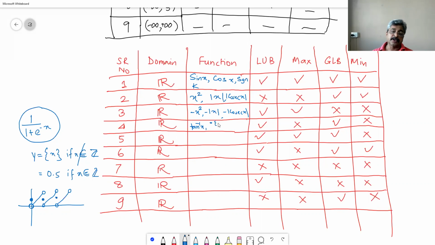Y is equal to fractional part of x if x does not belong to Z, equal to 0.5 if x belongs to Z. Okay, now what we will avoid doing here is, the cosec x functions, are they defined for all values of x? Shlok, is cosec x defined for all values of x?